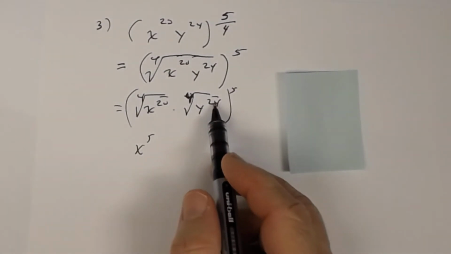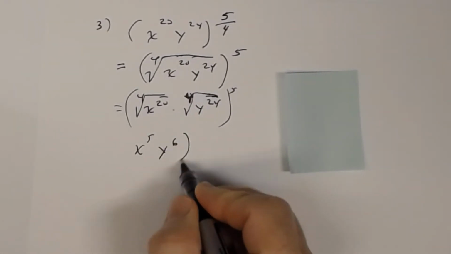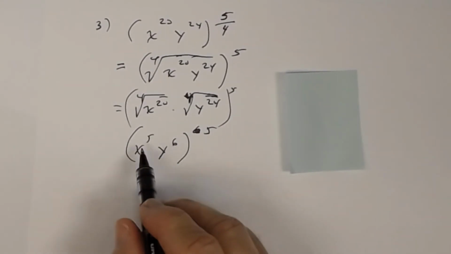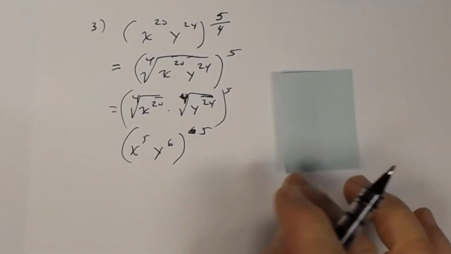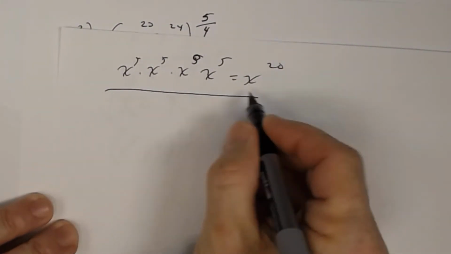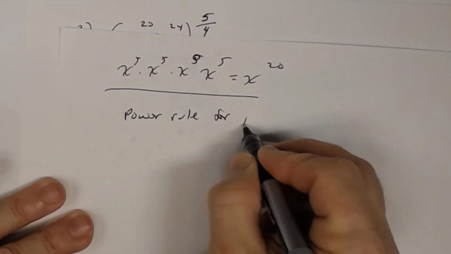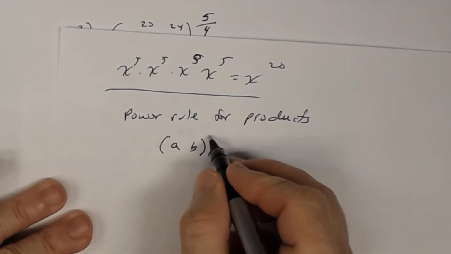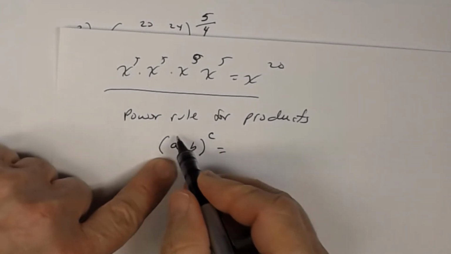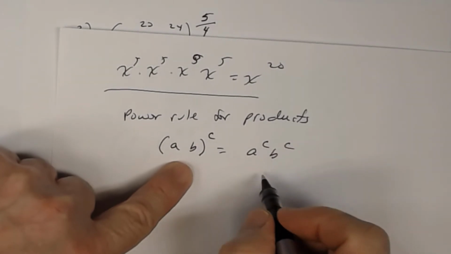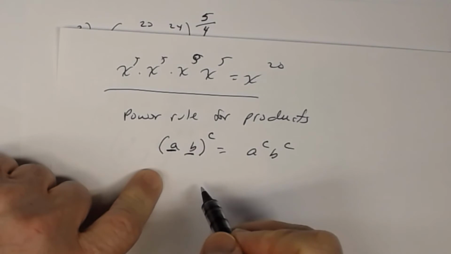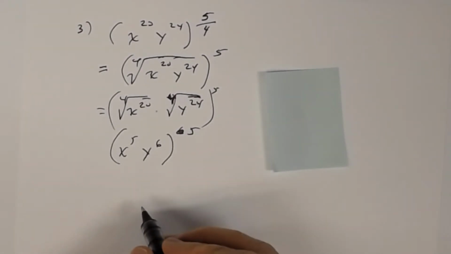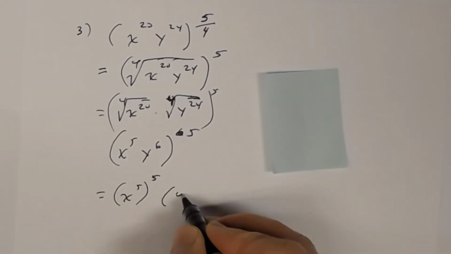Okay, and then the fourth root of y to the 24th, 24 divided by 4 is 6. So that would be y to the 6, but don't forget, all that's being raised to the 5th power. Now, remember the power rule for products from a previous course. It said, if you have A times B, a product raised to a power, let's say C, then I can rewrite this as A to the C power times B to the C power. Notice that's what we have here. We have this raised to the 5th, and this raised to the 5th. So this becomes x to the 5th raised to the 5th, y to the 6th raised to the 5th.